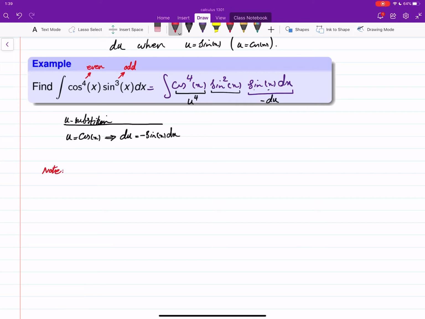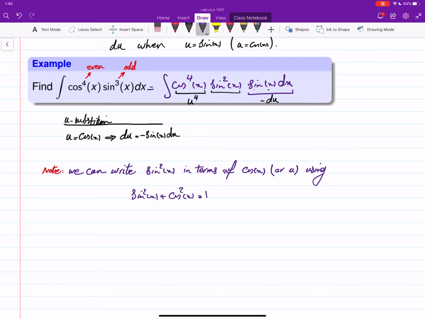Note, we can write sine squared x in terms of cosine x, or in this case u, using the very nice identity: sine squared x plus cosine squared x is equal to 1. So I can rearrange that and write that whenever you see sine squared x, you write 1 minus cosine squared x. So this piece is 1 minus cosine squared, and if I write it in terms of u, it will be 1 minus u squared. So all pieces for me to transfer my integral to a u integral are done.